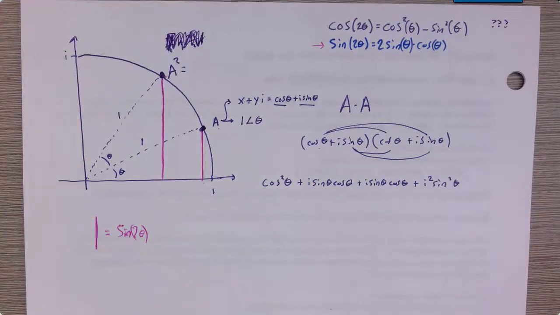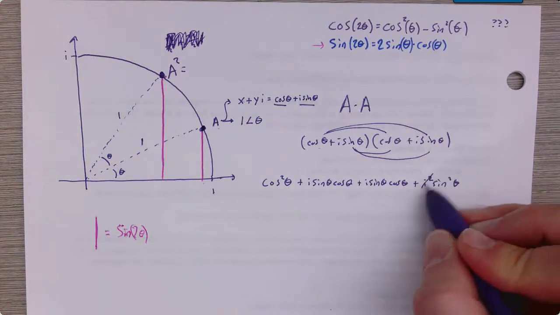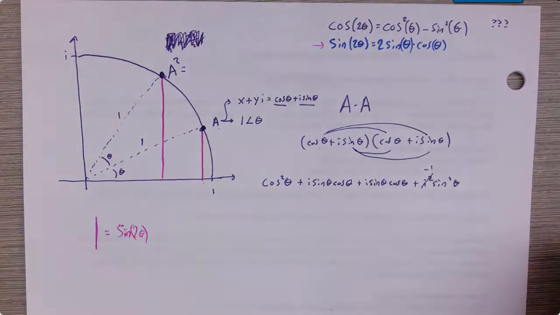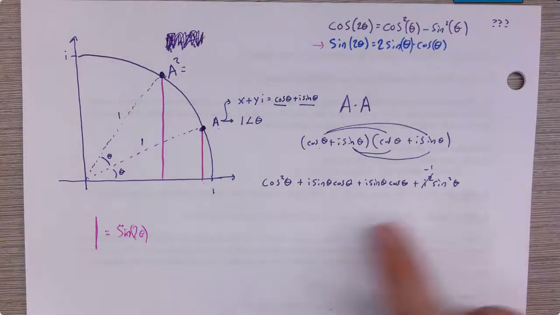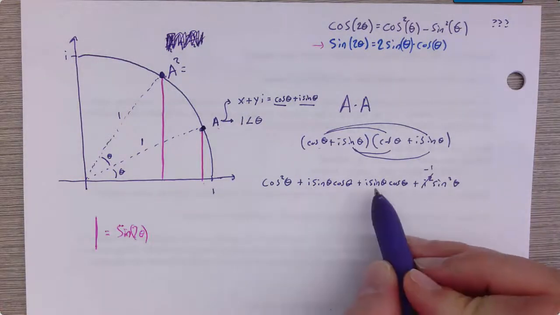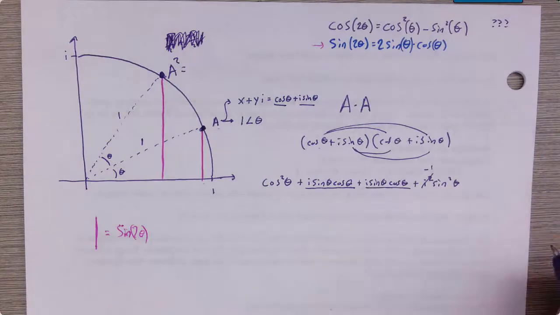Okay, how can we simplify this? Well, you guys know what i squared is. It's -1. So let's replace that with -1. And let's group together all of the things that are real numbers and all the things that are imaginary numbers. So it's only imaginary if it's got an i in it. So this is an imaginary part. This is an imaginary part.